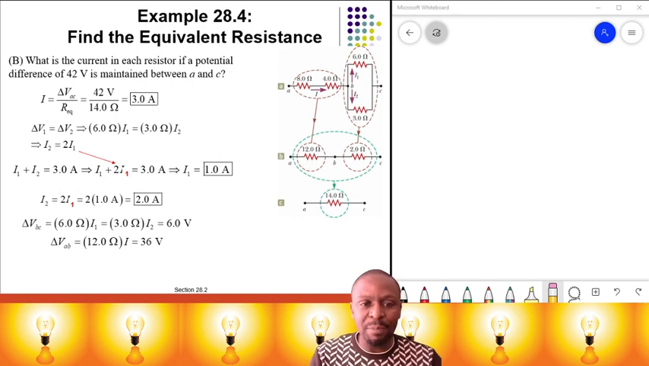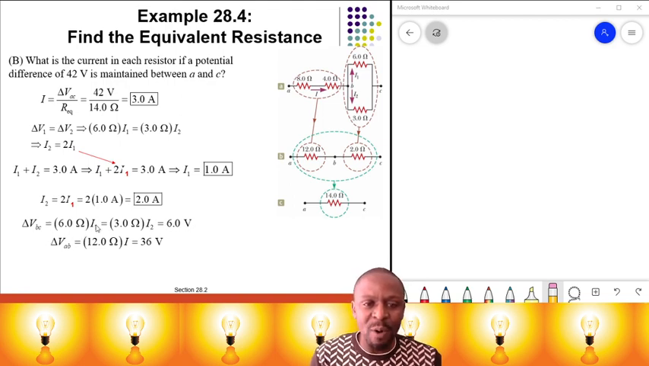Now the change in potential BC will have to be calculated from one of these resistors. When you use this resistor, you have to multiply by I1. But if you use this resistor, you have to multiply by I2. As a result, this is just going to be given by 6 ohm.